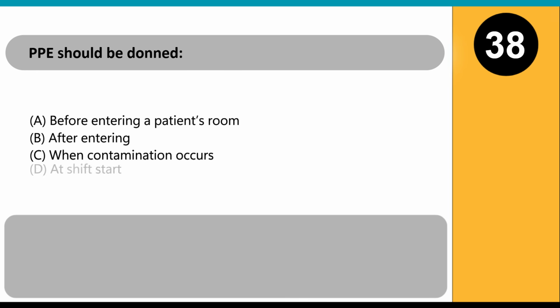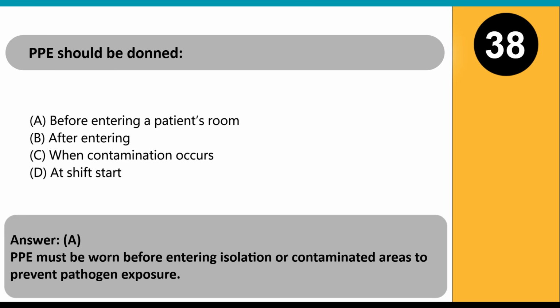PPE should be donned: A. Before entering a patient's room. B. After entering. C. When contamination occurs. D. At shift start. Answer A. PPE must be worn before entering isolation or contaminated areas to prevent pathogen exposure.